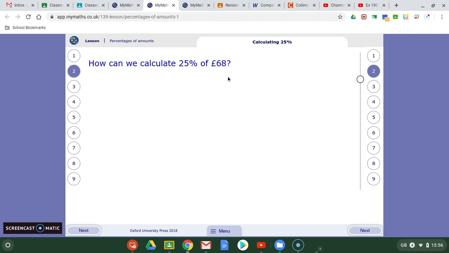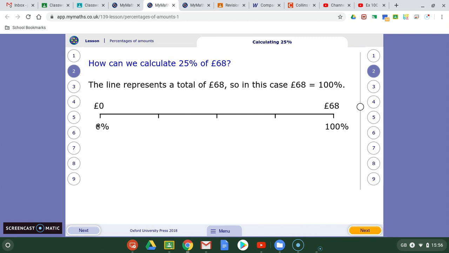So how could we calculate 25% using that? If we've got 0% over here and £68 representing 100% of itself, then we know that halfway would be 50%, and we know that 25% would be halfway there. So 25% would be here, and we know 75% would be up here, wouldn't we? So if we know how to find 50%, which is half of 100%, then half of 68 here would be 34.